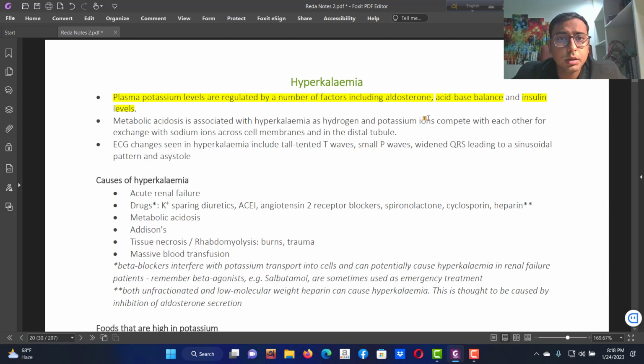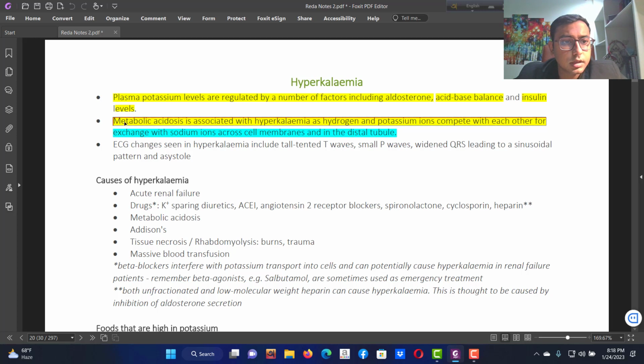Aldosterone will maintain the potassium levels because potassium is exchanged with hydrogen. The more acidosis, the more potassium goes into the blood, that is hyperkalemia. Acidosis also makes hyperkalemia worse. Metabolic acidosis is associated with hyperkalemia, as hydrogen and potassium ions compete with each other and exchange with sodium ion across the cell membrane in the distal tubule. Very important, these two lines.